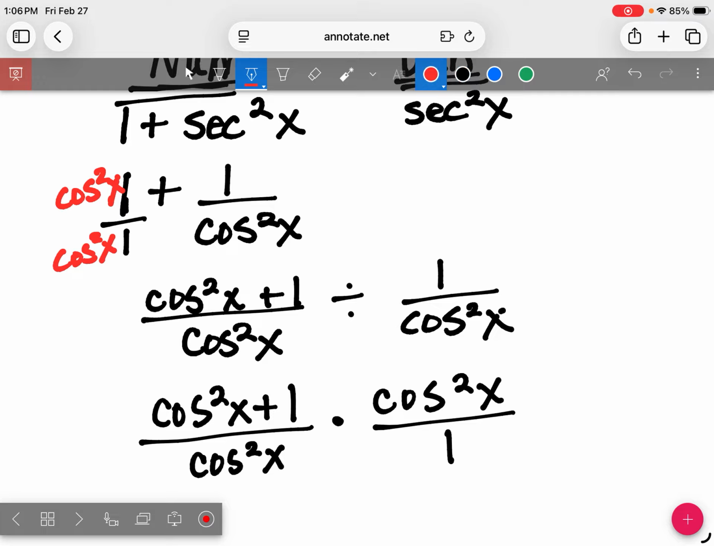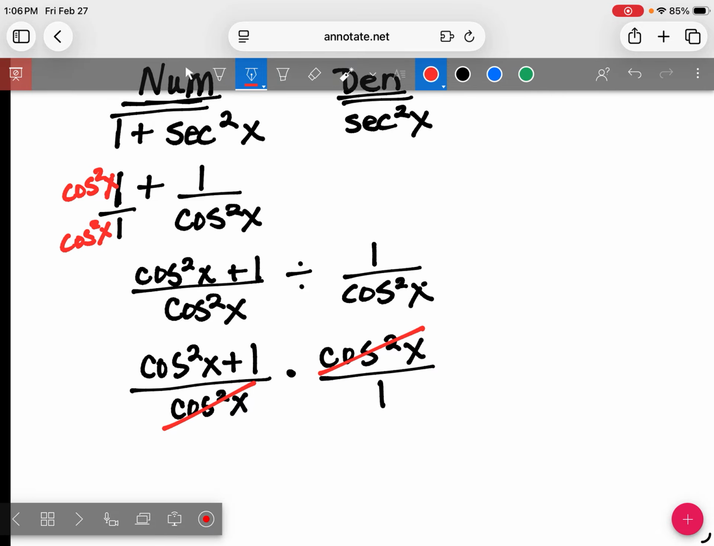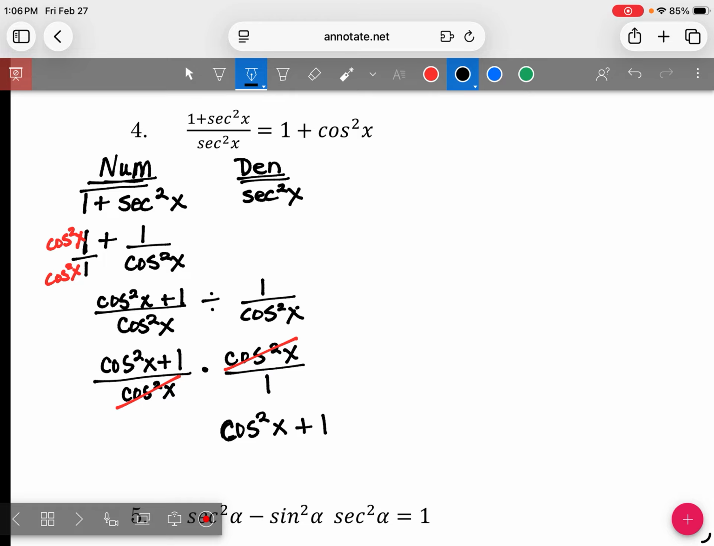Yep, cancel. So I'm left with cosine squared x plus 1. And what am I trying to get to? 1 plus cosine squared. Because I have to end exactly how they want me to, can I flip that and it still be true? What I'm trying to ask you is, is cosine squared plus 1 the same as 1 plus cosine squared?